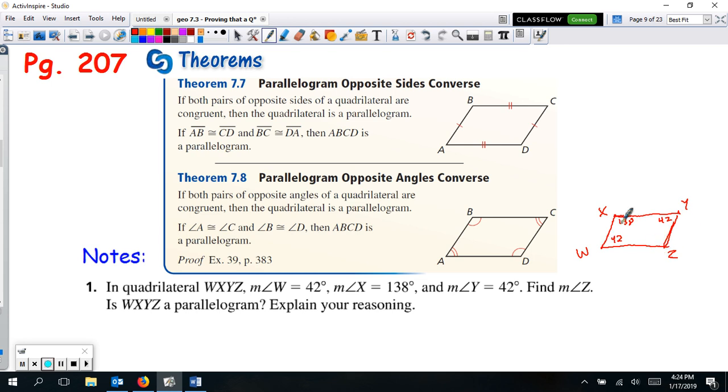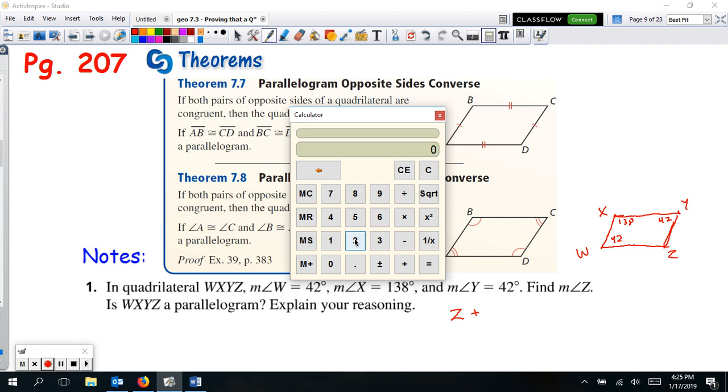We know that in a quadrilateral, all the interior angles will equal 360 degrees. If you've forgotten that, you can do 4 minus 2 times 180, which gives you 360. So if we add all these up, we will get 360 degrees. Let's go ahead and do that. Z will be like our x for right now. So I'll say Z plus, let's add all this up: 42 plus 42 plus 138. That's 222, and that's all going to equal 360.